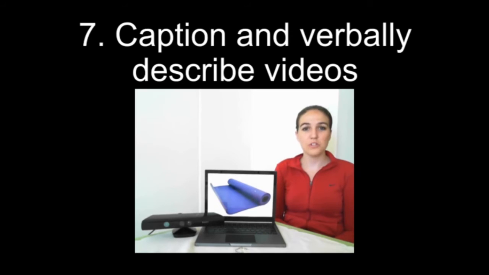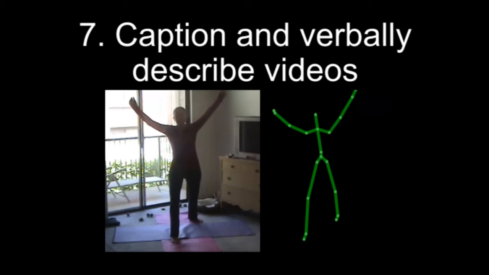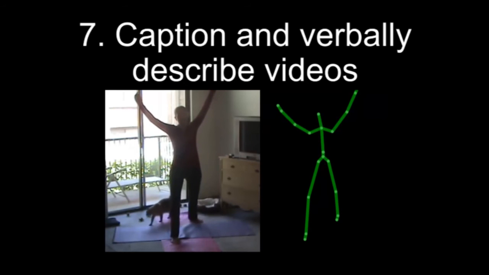7. Caption and verbally describe your videos. Silent videos are not accessible to people who cannot see the screen, and videos without captions are not accessible to those who cannot hear. It is important to include captions so that people can read along. If no one is speaking, have verbal descriptions of what is happening on the screen. For example, "Here is my cat running across the room." These descriptions can be in the video or spoken aloud by the presenter.